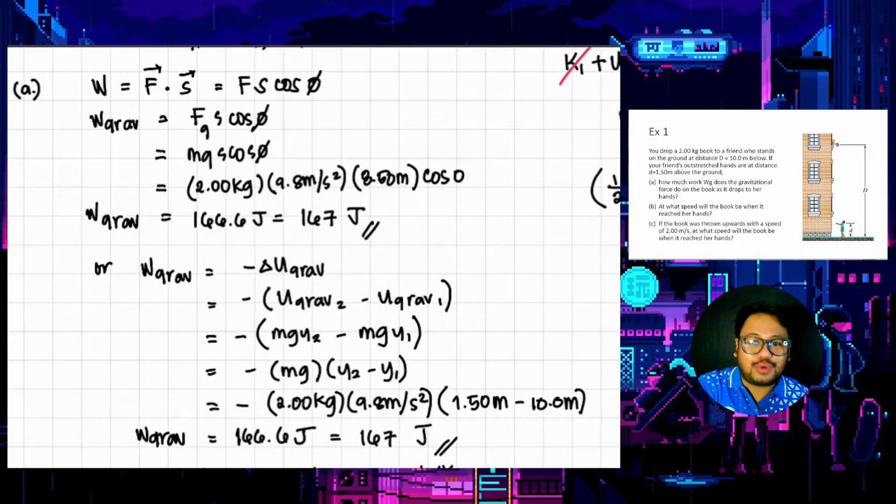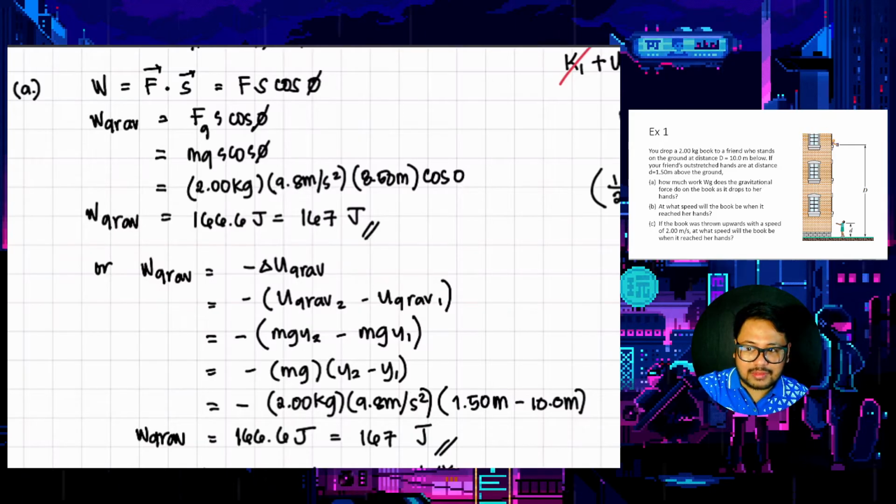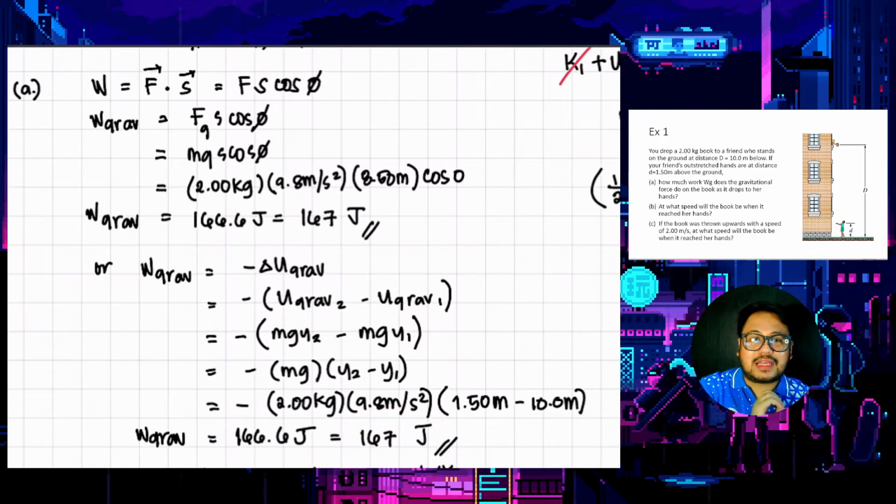For letter B, at what speed will it reach the hand of your friend? Okay? So this one, we have to understand that the one that is working is only gravity. No one's exerting any work aside from gravity. So we will still be using this 167 joules, or that 166.6, wherein we got this idea that work done could actually alter or change the kinetic energy, or change also the speed of our particle that is moving.